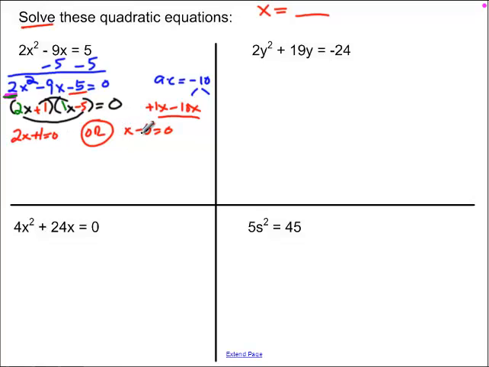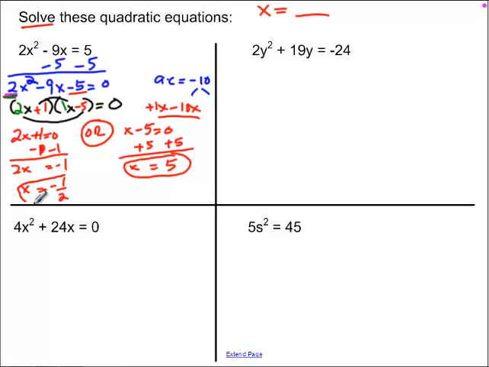So now we can solve these mini equations. Add 5 to this side, add 5 to that side. And what do we get? x equals 5. Or 2x plus 1 equals 0. This is a two-step equation because we've got to subtract 1 first. Subtract 1 from each side. We get 2x equals negative 1. Divide by 2, and we get x equals negative 1/2.